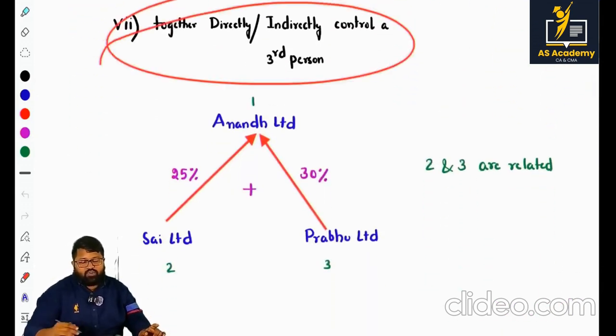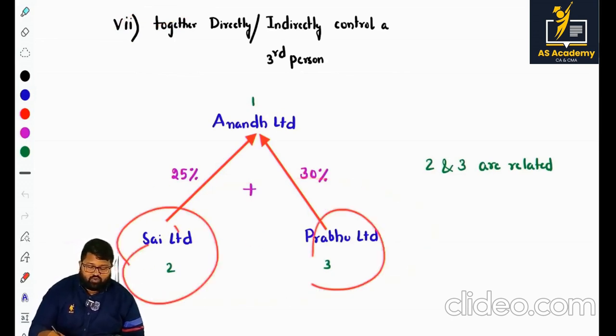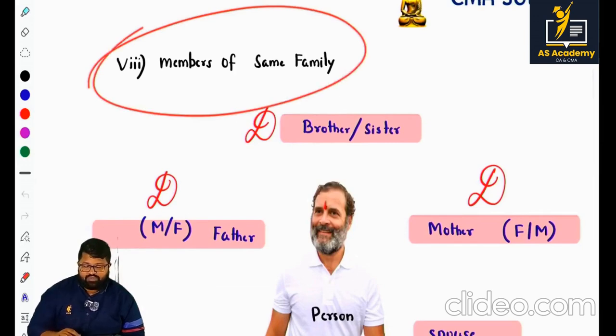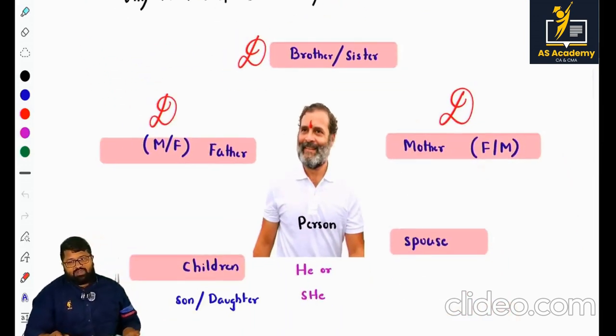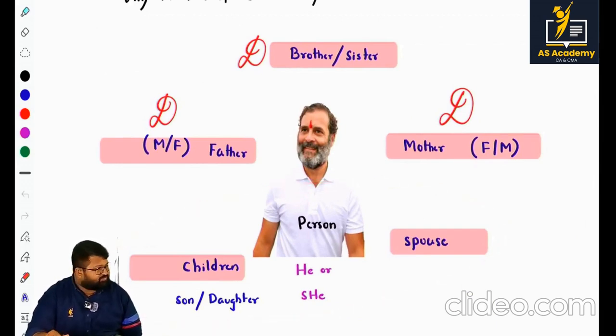Next one, what? Together, directly or indirectly controlling a third person. Then in this case, these two are again related. So who is controlling whom? These two are controlling a third person. Okay. Next, what about this? Members of the same family; basically two are common. Who are those two? Children and a spouse. Whether they are dependent or not is not important.